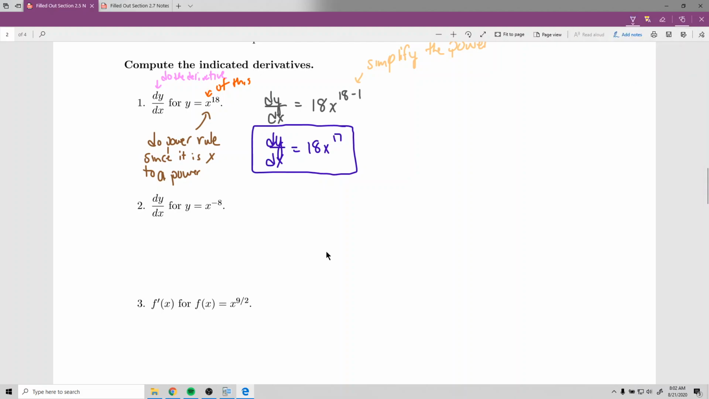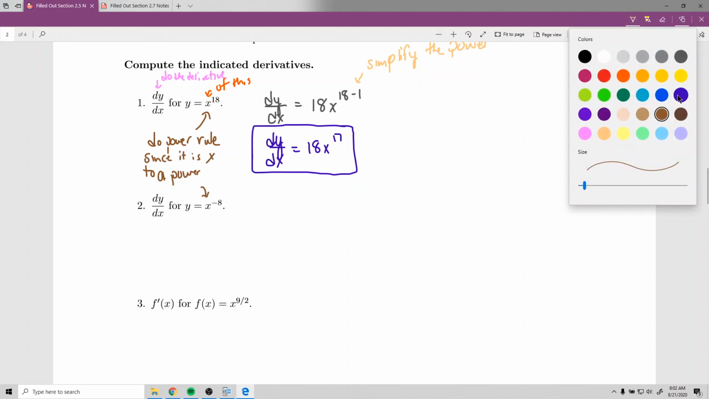And you'll see why I like writing the formula down here and then simplifying instead of doing it at once. But once again, this is just x to a power. There's nothing else. So we must use the power rule. There will never be another rule for it.